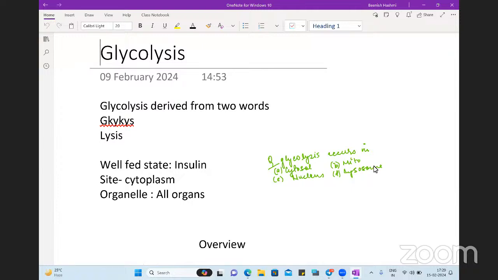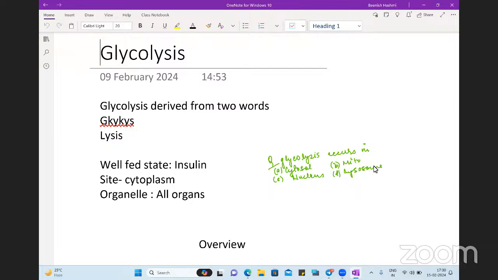Glycolysis is basically derived from two different words, glykys and lysis. Glykys means sweet sugar and lysis means cutting. So you can simply define glycolysis as cutting up of glucose or sweet sugar. Now, when do you think glycolysis will take place? It takes place in the well-fed state. Right after you've had your meal, the body is rich with glucose. That is when glycolysis will take place.